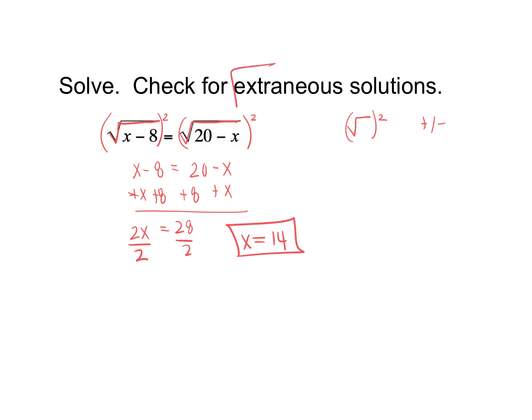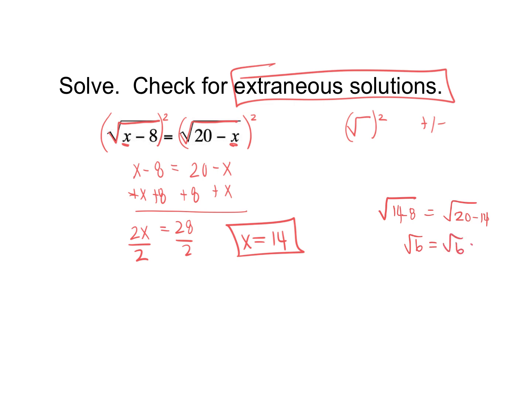And here's the check. It says check for extraneous solutions. So extraneous solutions, you do have to plug in your answer of 14 to replace both the x's and make sure the left and the right equal the same. So what we have is we have 14 minus 8 on this side under radical, and here we have the square root of 20 minus 14. And you could see both sides give us the square root of 6. So you know you have the correct answer.